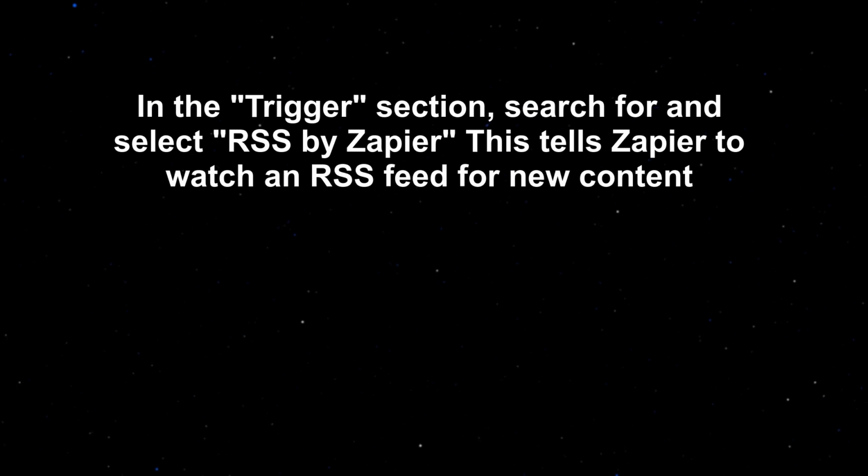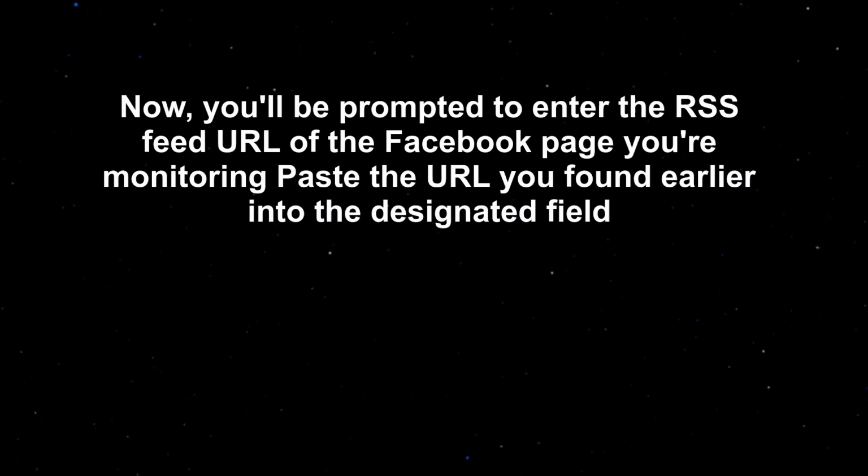In the Trigger section, search for and select RSS by Zapier. This tells Zapier to watch an RSS feed for new content. Now, you'll be prompted to enter the RSS feed URL of the Facebook page you're monitoring. Paste the URL you found earlier into the designated field.